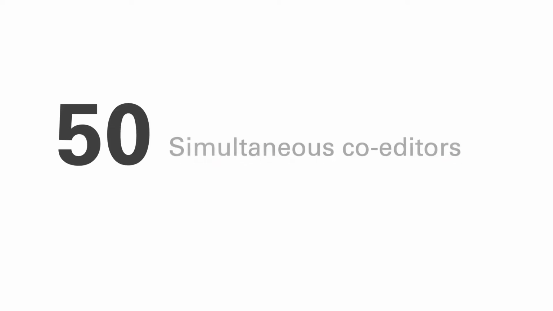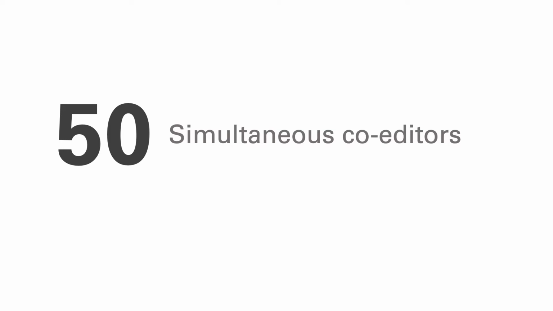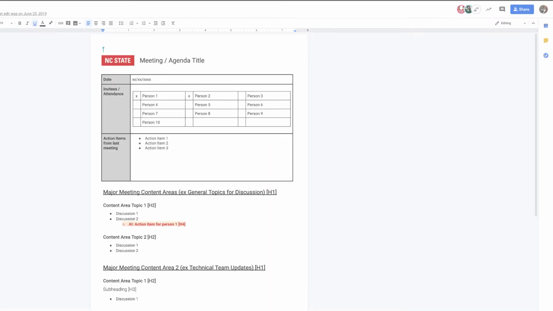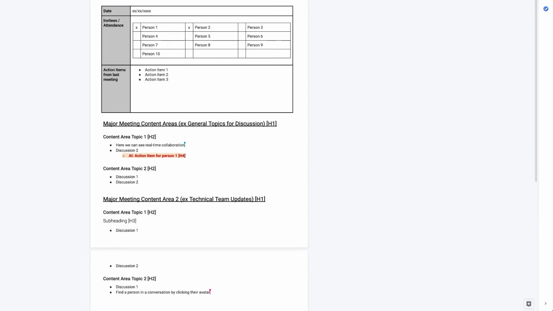First, co-editing. Did you know that up to 50 people can simultaneously edit a document, slide deck, or spreadsheet? Because we're all working together in the cloud, we can see what others are doing in real time. Each person is assigned a color that matches their avatar in the upper right, and you can see their name next to their cursor. Here's a tip. To find someone in Docs, Slides, or Sheets, click on their avatar and you'll immediately jump to where they are in the document.